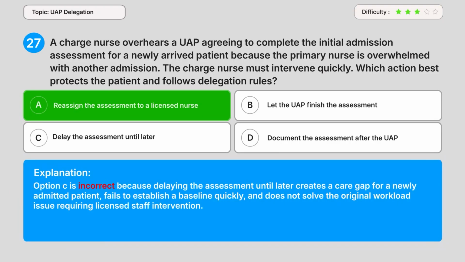Option C is incorrect because delaying the assessment until later creates a care gap for a newly admitted patient, fails to establish a baseline quickly, and does not solve the original workload issue requiring licensed staff intervention.